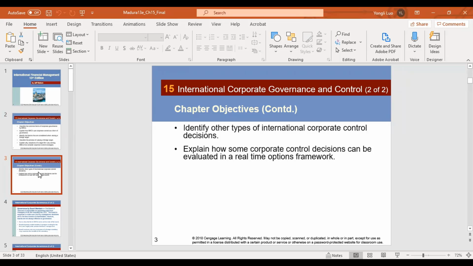Next, identify other types of international corporate control decisions. And 7, explain how some corporate control decisions can be evaluated in a real-option framework.